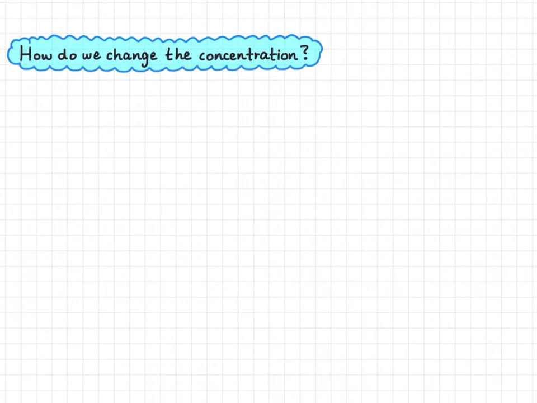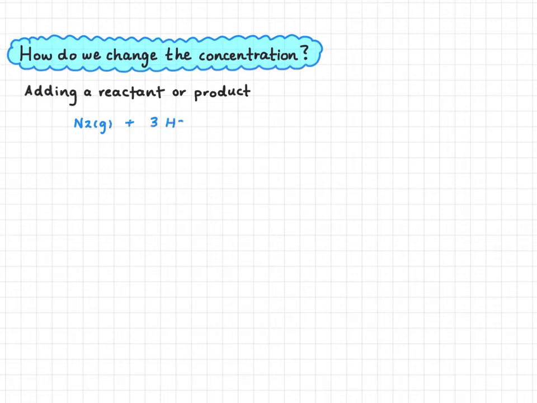So how do we actually change the concentration of something in a reaction? Well, we can either add something or we can remove it. And so we're going to start with how do we go about adding something to a reaction and what might that look like? So let's imagine the reaction, the Haber process, where we have nitrogen gas plus hydrogen gas forming ammonia.